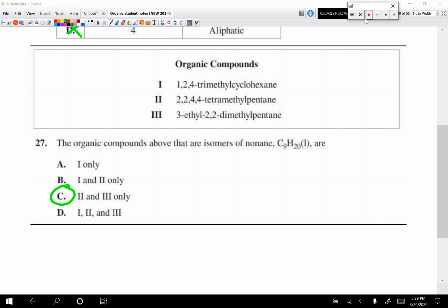And the answer for this one is C. Now, you could have easily drawn these and done your counting, which is fine. That is one way to do it. Another way to do this is if you remember the general formulas for all of our alkanes, alkenes, cycloalkenes, cycloalkanes, alkynes, cycloalkynes, basically all of our aliphatic stuff.